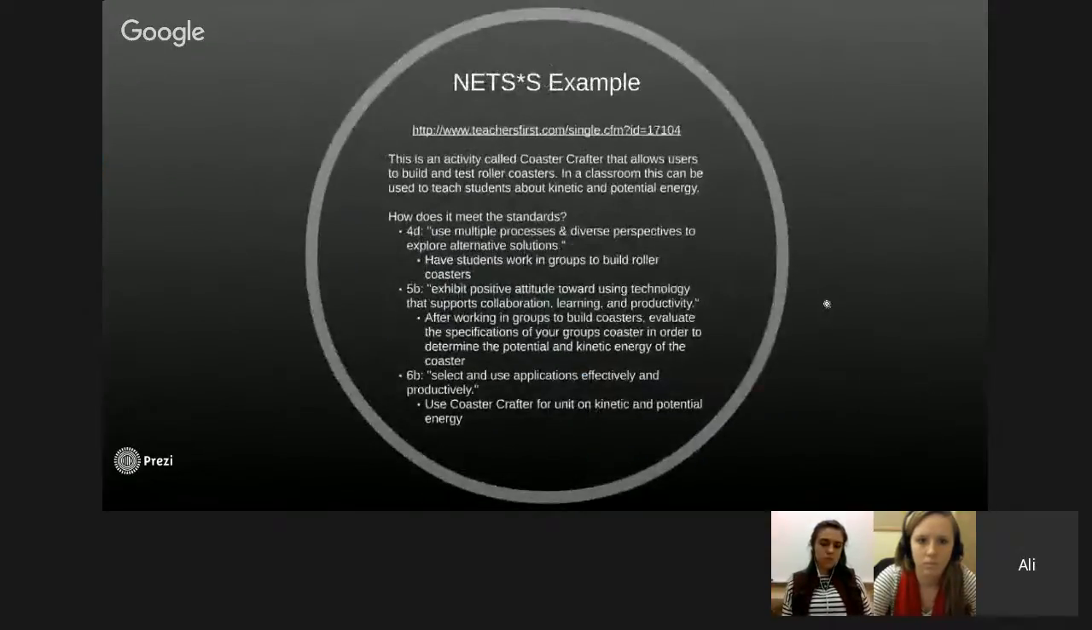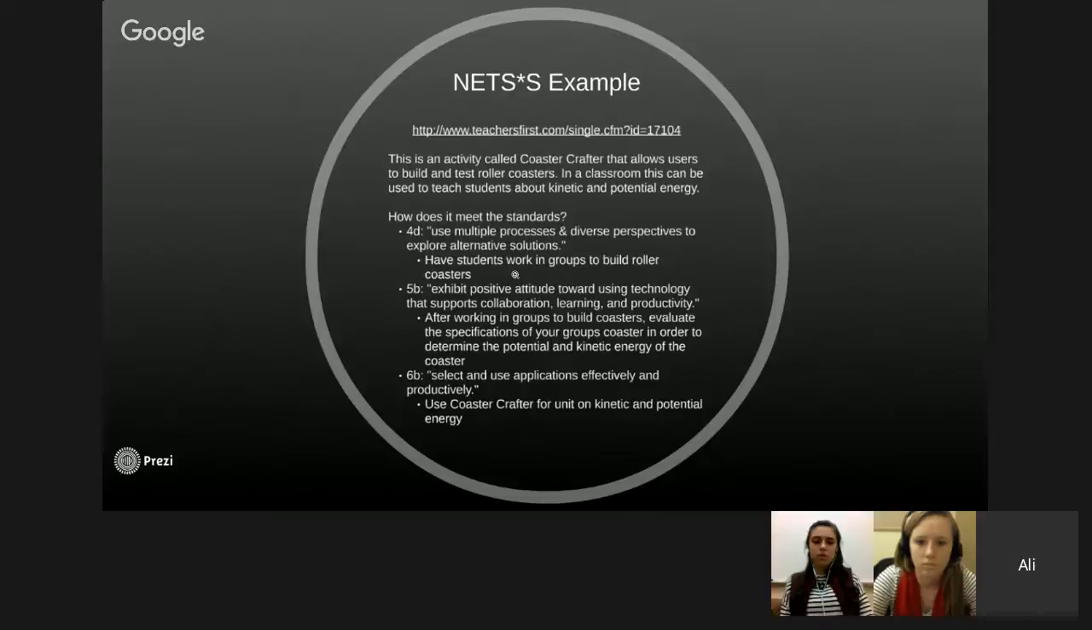And as an example of these standards, I found an activity called Coaster Crafter that allows users to build and test roller coasters in a classroom. This can be used to teach students about kinetic and potential energy. And how does it meet standards 4 through 6 specifically? Standard 4D states use multiple processes and diverse perspectives to explore alternative solutions.